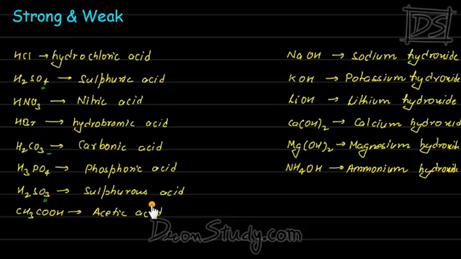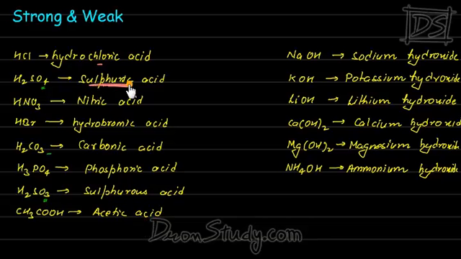Now see students, I have written some names of acids here. Some of them you have seen earlier, some of them are new. See hydrochloric acid, I have written. You can see H2SO4, this is sulfuric acid. Nitric acid, HNO3. Hydrobromic acid, HBr. Carbonic acid, a very important acid, H2CO3. Phosphoric acid, sulfurous acid, acetic acid. Okay students, these are some examples of acids. There are lots of acids.